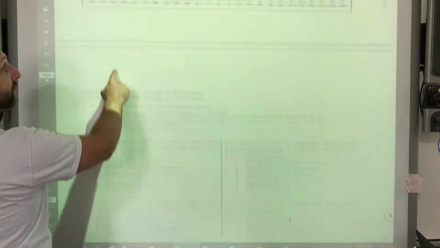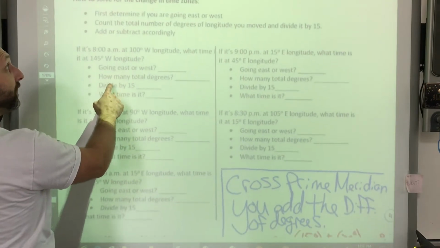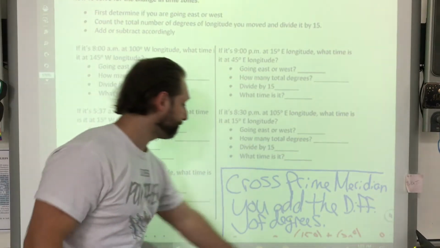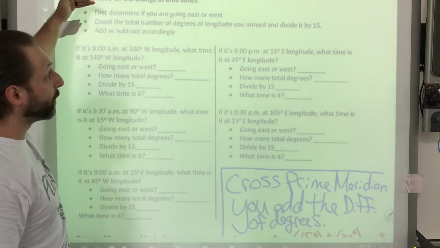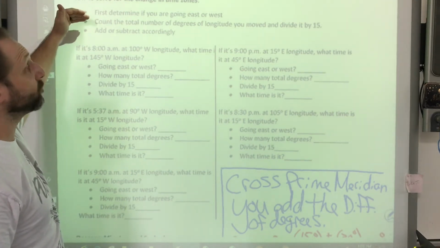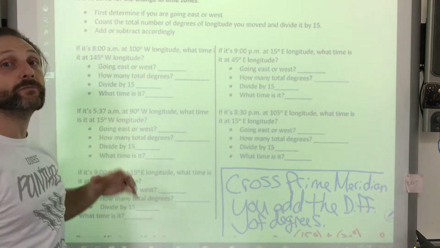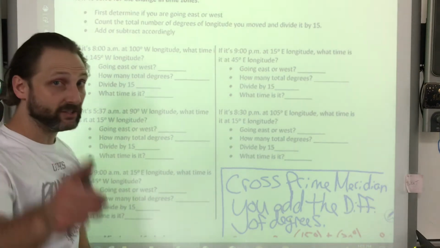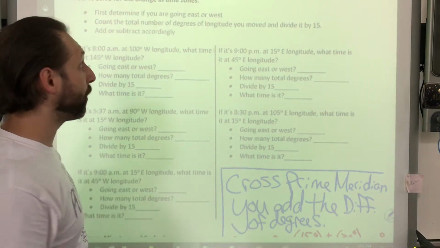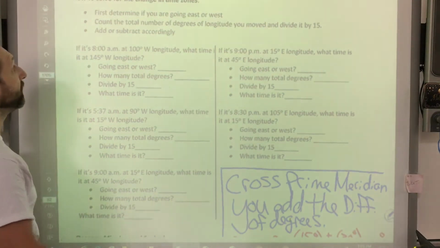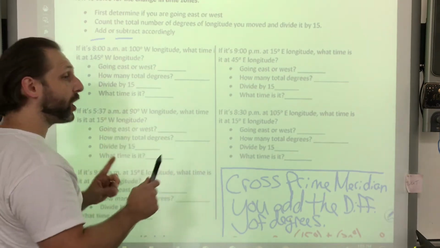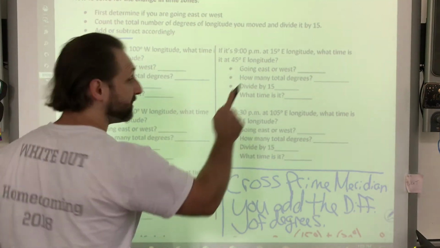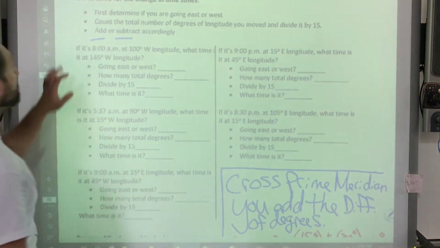Alright, let's go through 2 of them together with our setup. The setup is telling us first we have to determine whether we're going east or west. Then we count the total number of degrees that you've moved in longitude and divide by that 15 degrees per hour rate of rotation. Then you add or subtract according to what direction you're going: west being subtraction, east being addition. So let's take a look here.